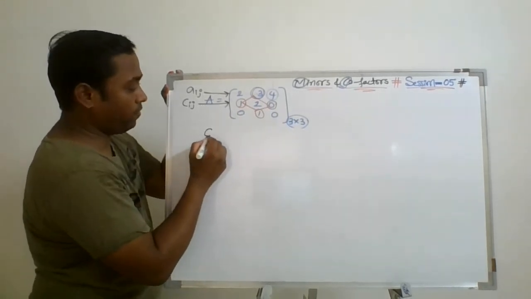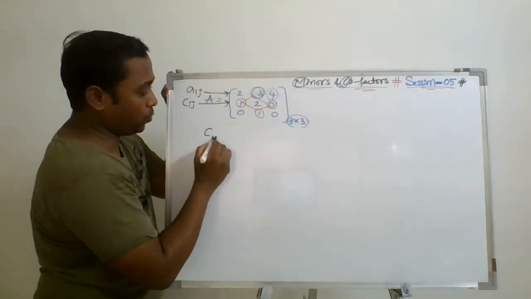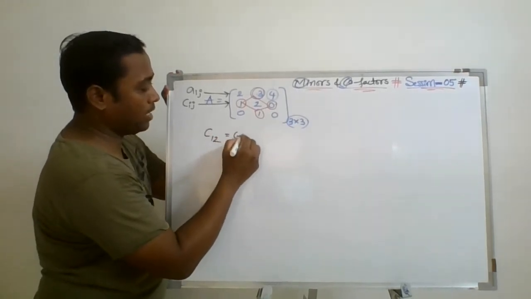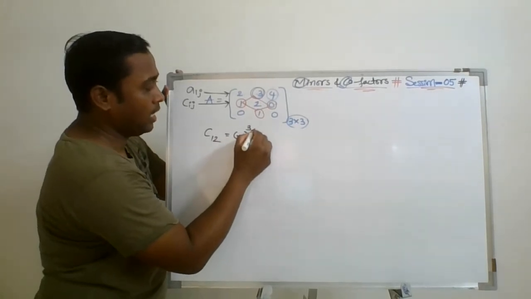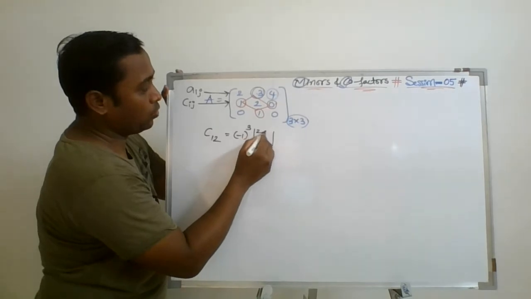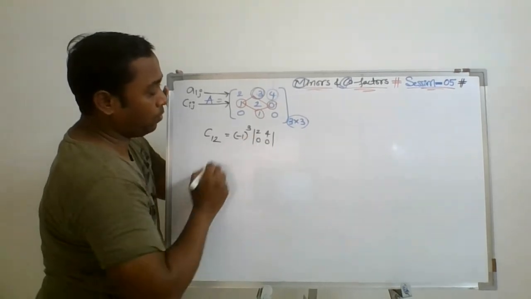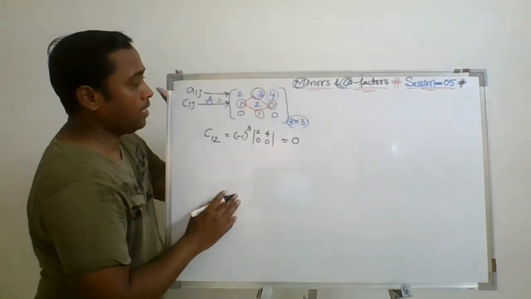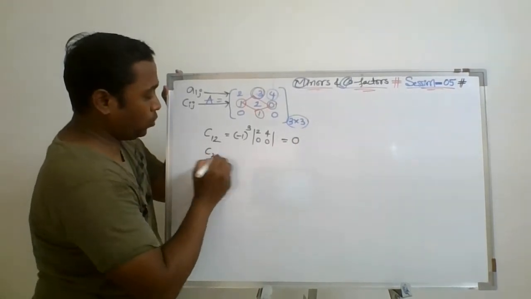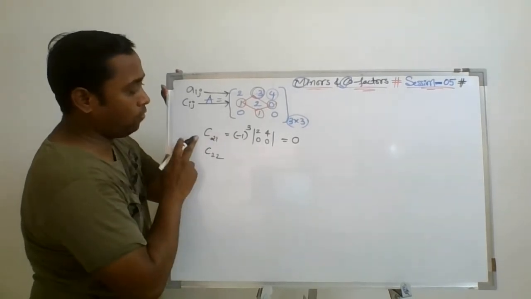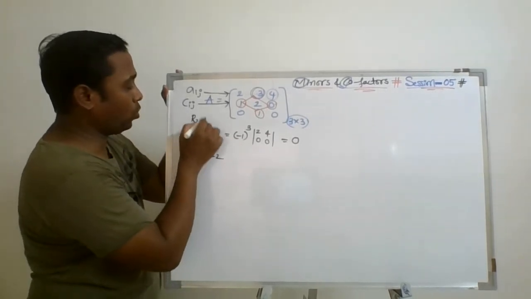For the second row, I have to find C12. How can I find the cofactor C12? Minus 1 to the power of 3 into the determinant by eliminating these two, that is 2, 4, 0, 0. So the value is 0. Right? Now C22. Sorry, it is C21. It is the C21 cofactor because we are talking about row 2.